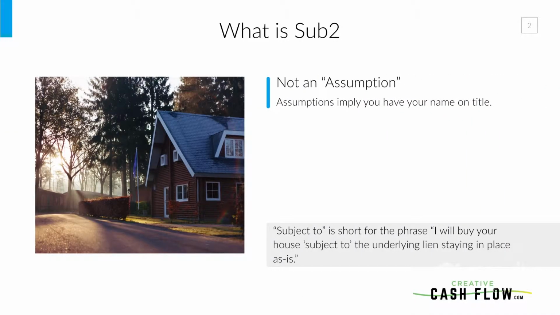Subject to is short for the phrase, I'm going to buy your house subject to the underlying mortgage staying in place as is, okay? Subject to is not an assumption. An assumption would say, okay, seller, I will buy your house, so now I'm going to go to Wells Fargo where your mortgage is, and you're going to sit in front of a banker at Wells Fargo and say, I would like you to take John Seller's name off of this mortgage and put my name on this mortgage. That's an assumption. You're buying the house, having their name removed and your name put onto the mortgage.